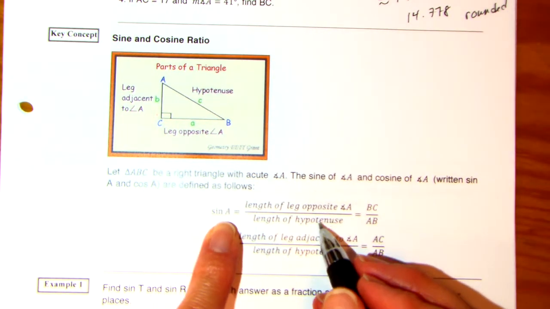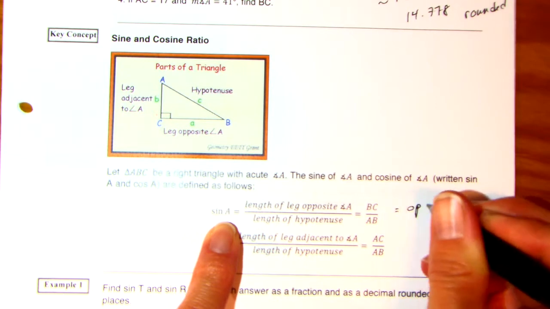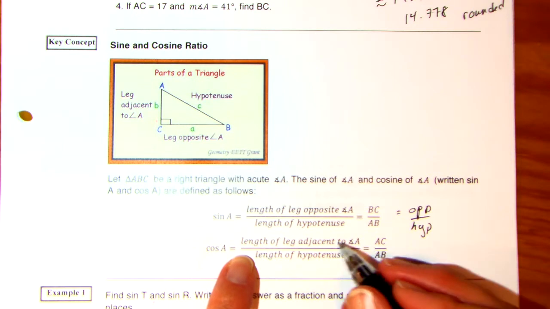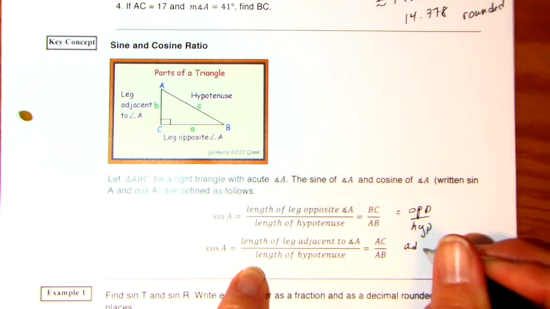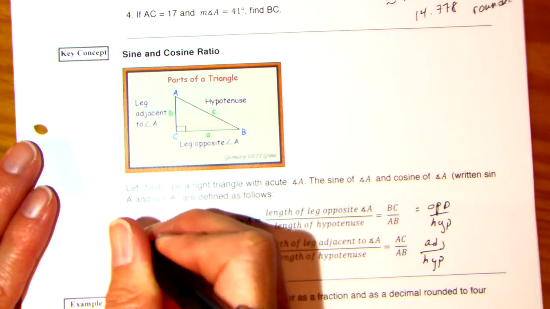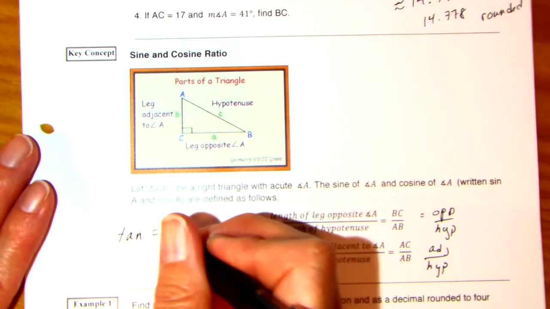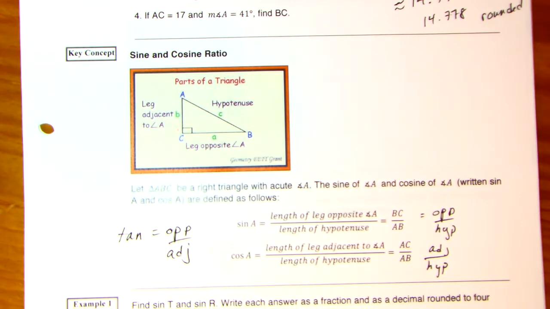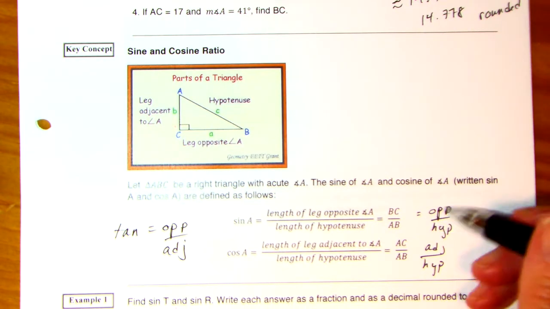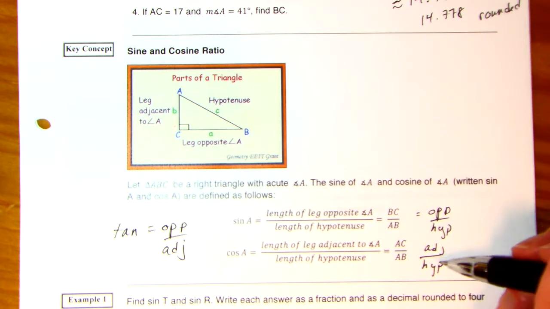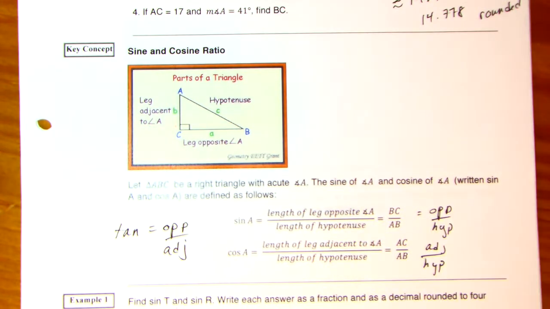Sine is opposite over hypotenuse, so I just write this. And cosine is adjacent over hypotenuse. And remember, tangent was opposite over adjacent. Now, what's interesting is these are your 3 main trig functions. To get the other 3, you would just flip those over. So if you flip this over, you would have cosecant. Flip this over, you have secant. Flip that over, cotangent. But that's not important.